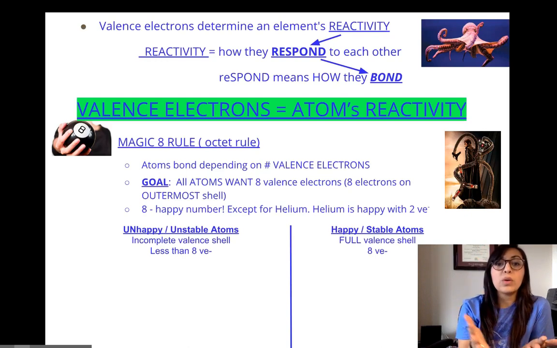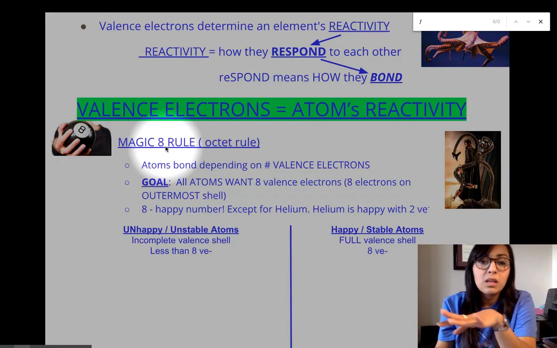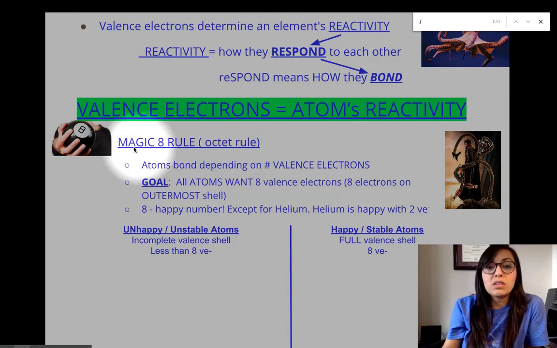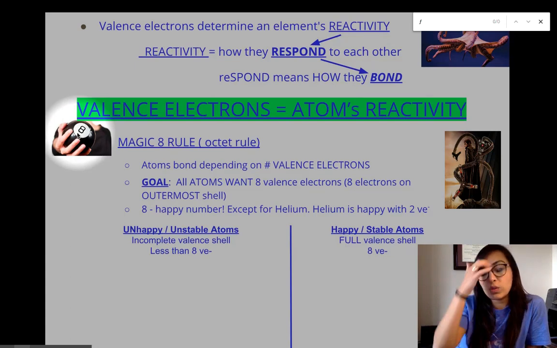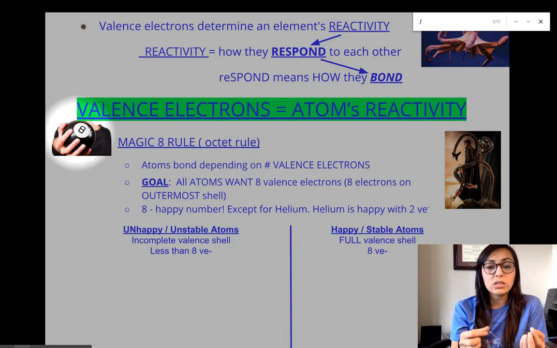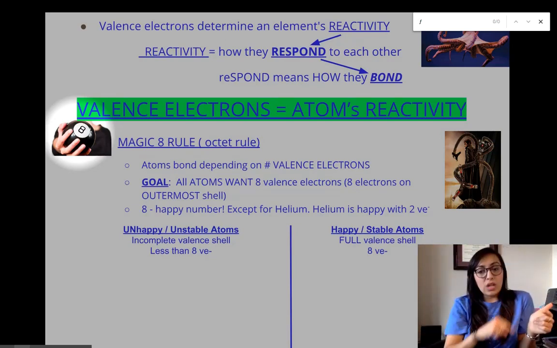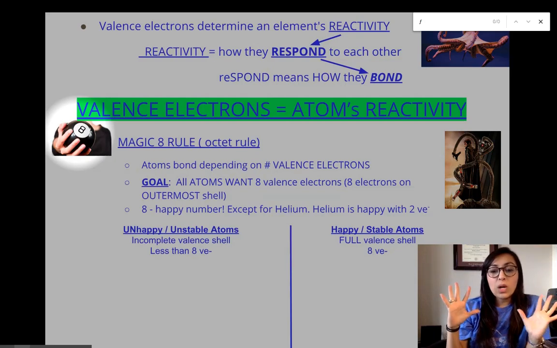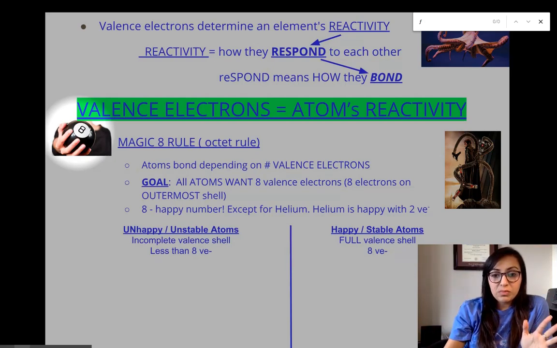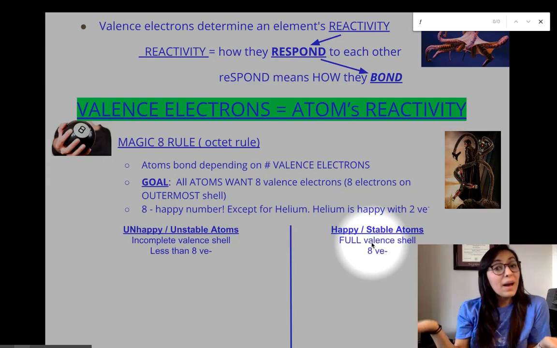how they bond or if they're going to bond, there is one thing you need to know, and that is that every atom wants 8 valence electrons. We call it the magic 8 rule because every atom wants 8 valence electrons. Valence means those electrons on the outermost shell. They want 8. So if an atom has 8 valence electrons, they're happy.